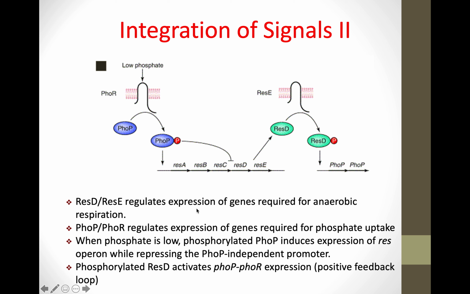So phosphorylated RasD activates the PhoP and PhoR expression to give a positive feedback loop. Which means that even though they couldn't activate this, it basically jumps to another two TCS to activate another gene needed to compensate for the low phosphate.